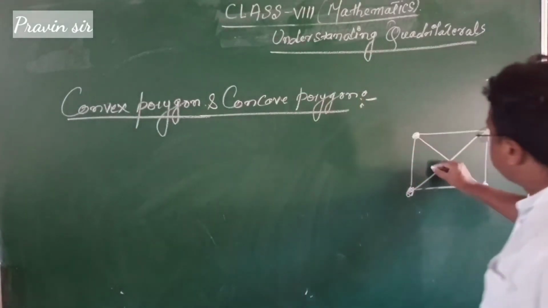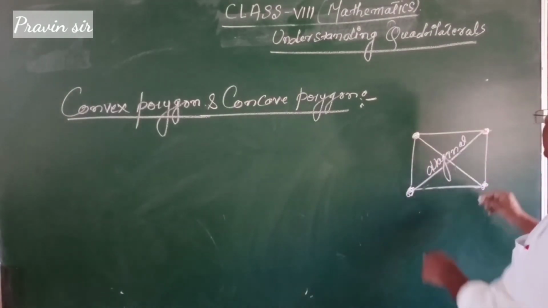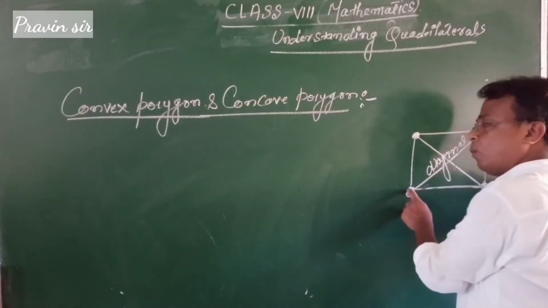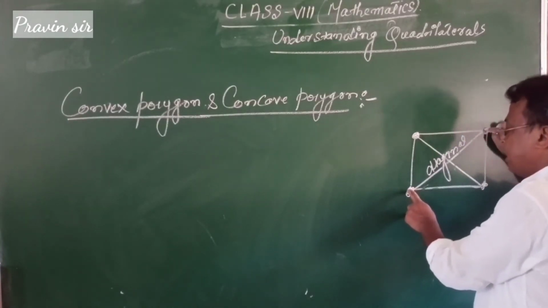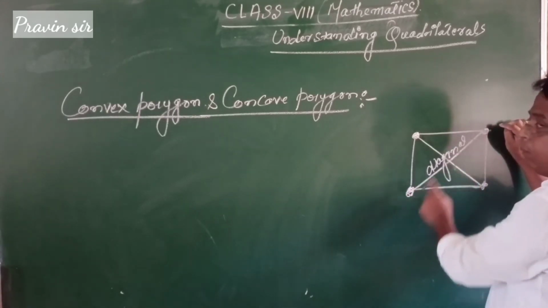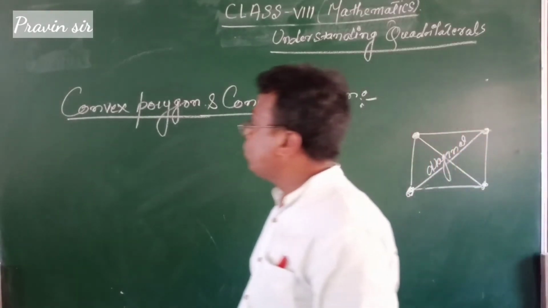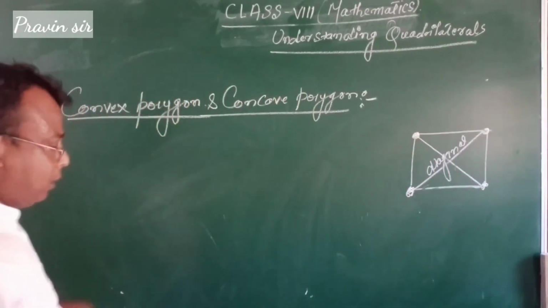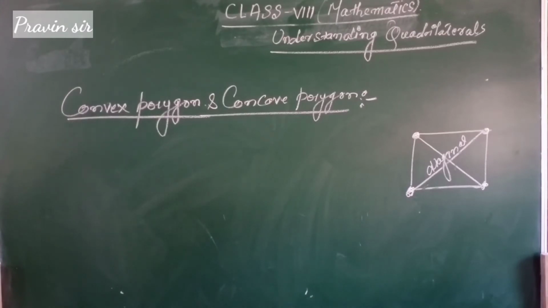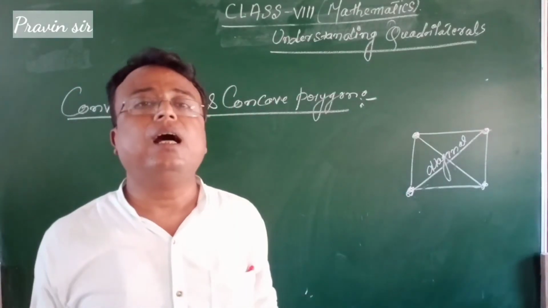So the line joining the opposite vertices of a polygon is called a diagonal. These lines are called diagonals. Why is it called diagonal? Because these are the 2 opposite vertices, and this line segment joins these 2 opposite vertices. That's why it is called a diagonal. So before going to convex polygon, we have learned diagonal. Now convex polygon means, in a convex polygon, whatever diagonal you draw, it will lie inside the polygon.